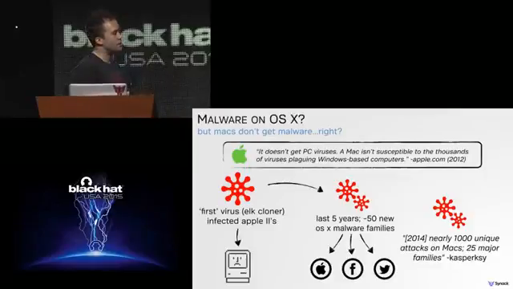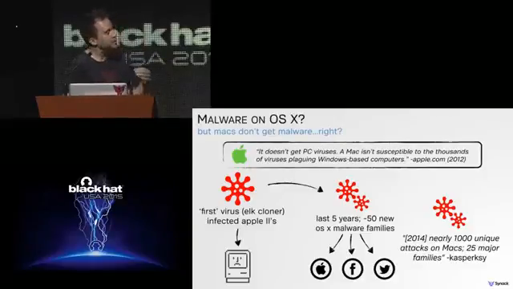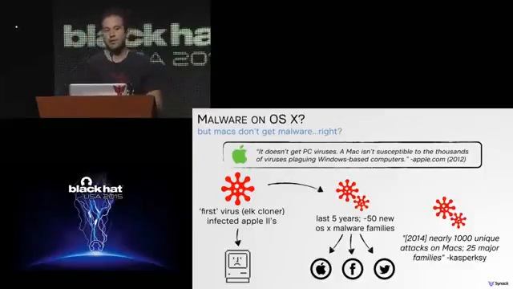Actually, the first computer virus that was discovered propagating, spreading in the wild was called Elk Cloner, and that actually infected Apple computers. Since then, Mac malware has flourished. In the last 3 or 4 years, we've seen about 50 new OS X malware families. Kaspersky just released a report that said last year, actually, there was a significant surge in OS X malware and malware attacks. They saw about 1,000 unique attacks that they could classify into 25 or so new malware families.